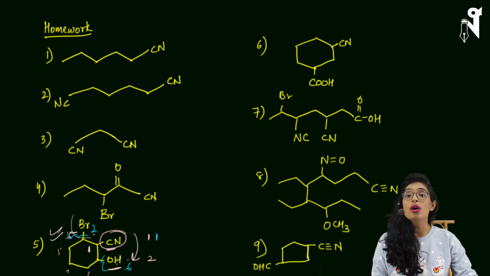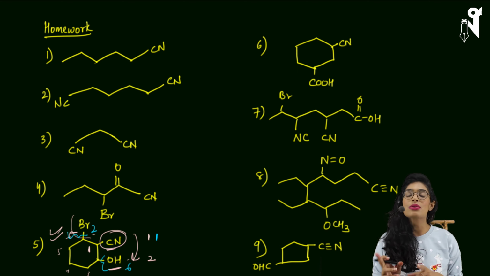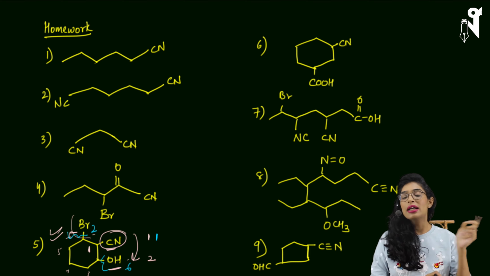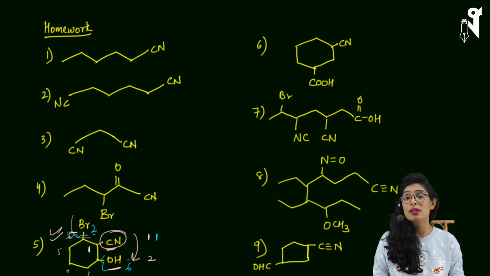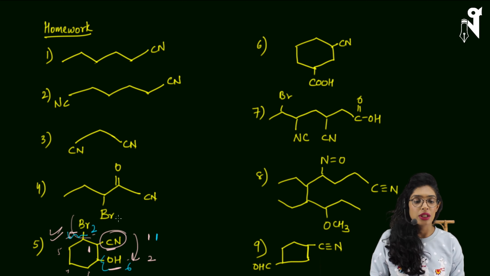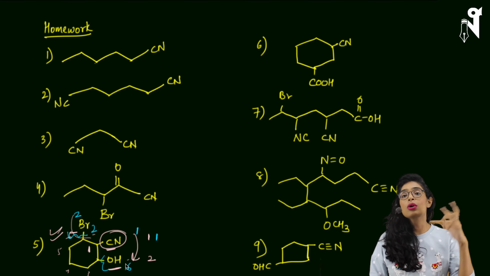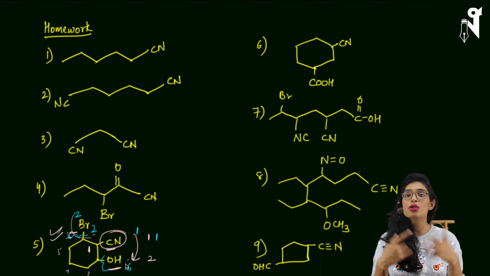So here what will get the preference? The alphabetical order will get the preference. So bromo comes first in the alphabetical order, hence I'll try to give it the lower number, and hydroxyl comes later in the alphabetical order, and hence that will get the later number. So the numbering will be 1 for CN and 2 for bromo, and then whatever respective position OH will get, it will get.